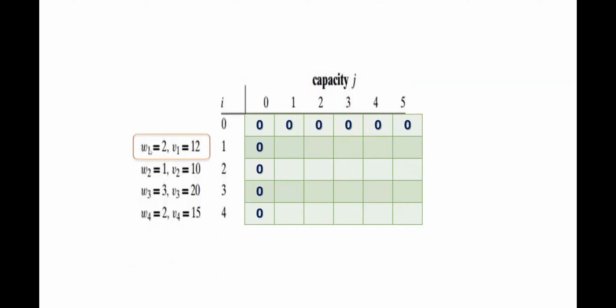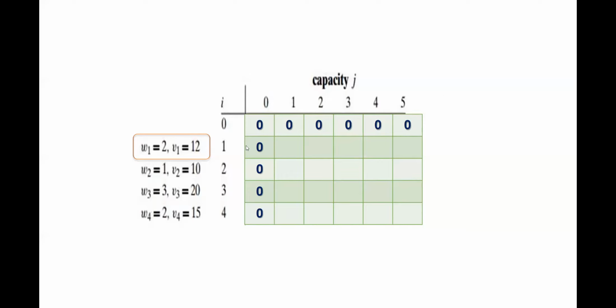Here, in this first step, what we will do is consider that we are having only one item, that is object 1 with weight equals 2 and value equals 12. We will consider only this object and forget about the other objects. After initialization, we consider that we are having only one object in our hand.